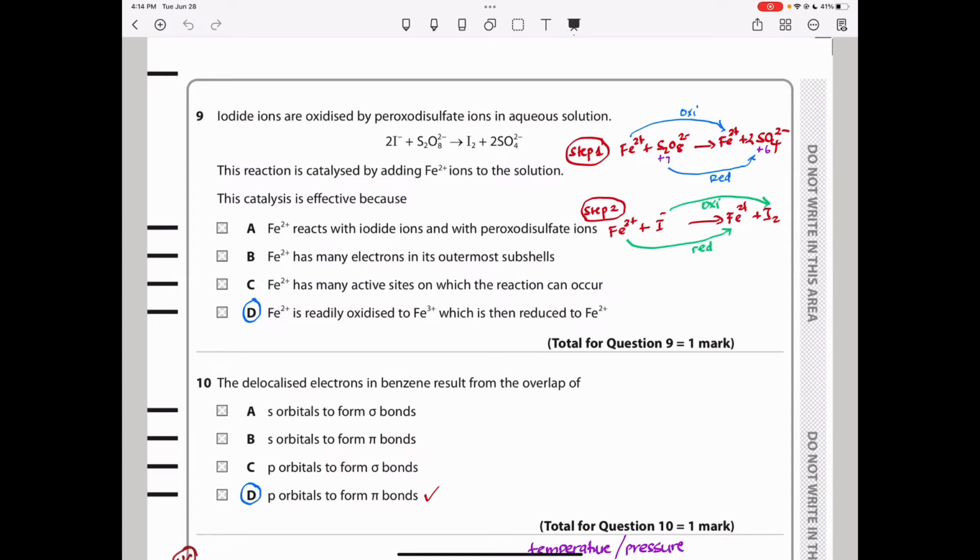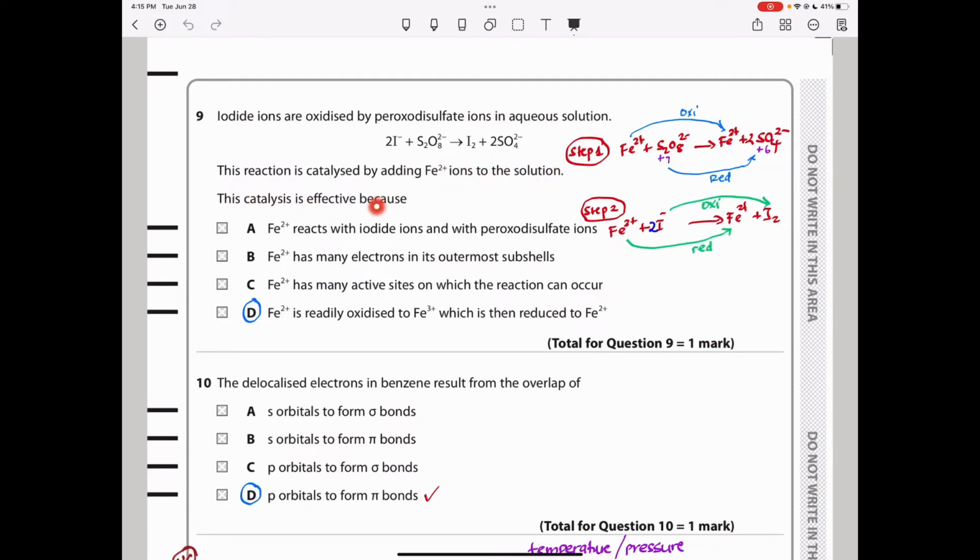Now, in this case, if we use iron(II), you can see it is going to react with the peroxodisulfate, converting it into sulfate and producing iron(III). Then the produced iron(III) is going to react with the iodide, producing iodine. Let me put a 2 here to make everything balanced. So here the question is asking us, this reaction is catalyzed by iron(II) ions in solution.